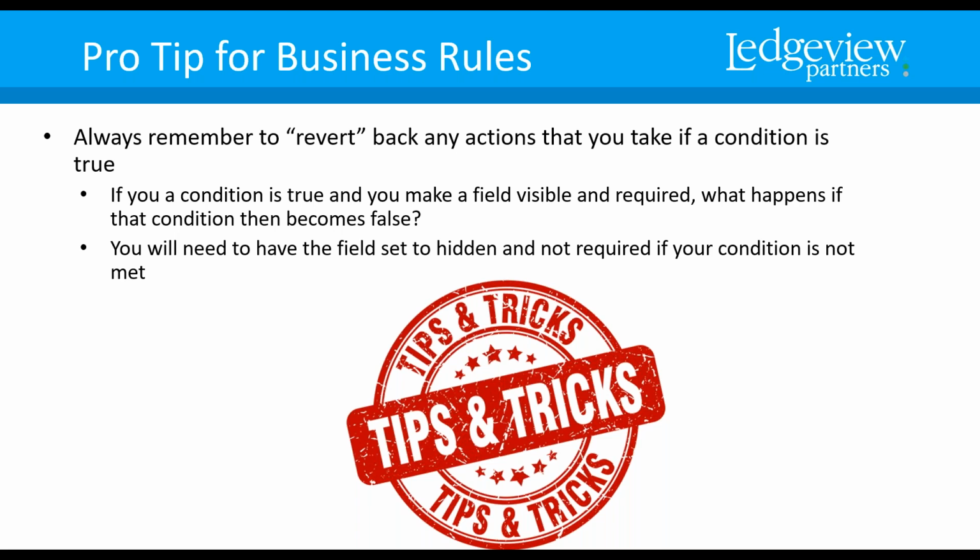So the owner equals this certain person and the opportunity type is public works. Well, what happens if I reassign it? Or what happens if I then flip the opportunity type to government contract? Then those fields stay visible and stay required, but I no longer need or have that information to fill in. So now I have a field that's required that I don't have information to put in. So now I'm forcing the user to put in fake information just to save. So you always want to remember to revert back actions.